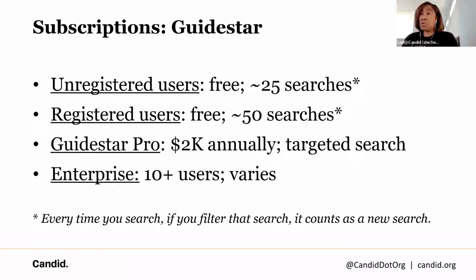You can also register on the platform. And again, it's free to register. And then you can do up to 50 searches. Same parameters. Again, it depends on how complicated those searches are. And then finally, Guidestar Pro for an individual user is about $2,000 annually. And Guidestar Pro has a lot more targeted search functionality, which you'll see in a minute. And then we also have an enterprise package, and this is for larger organizations with 10 plus users, and the pricing for that varies. So there, just like with Foundation Directory, there are multiple ways that you can access the database.